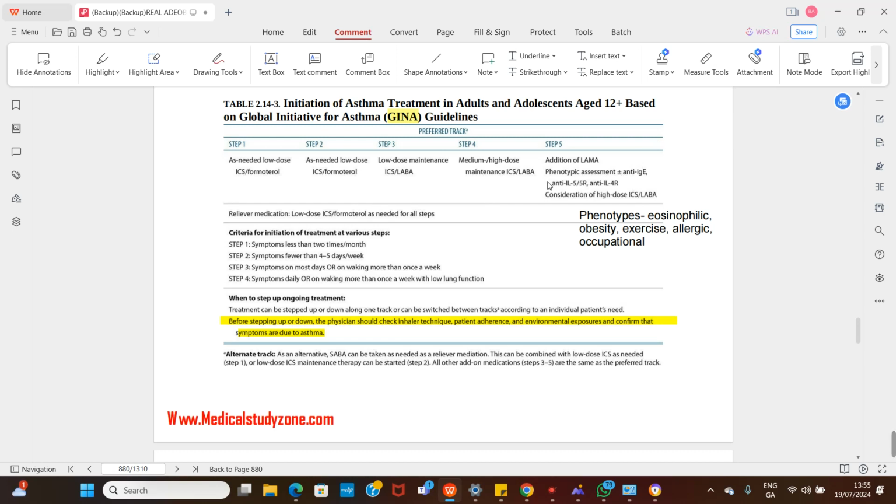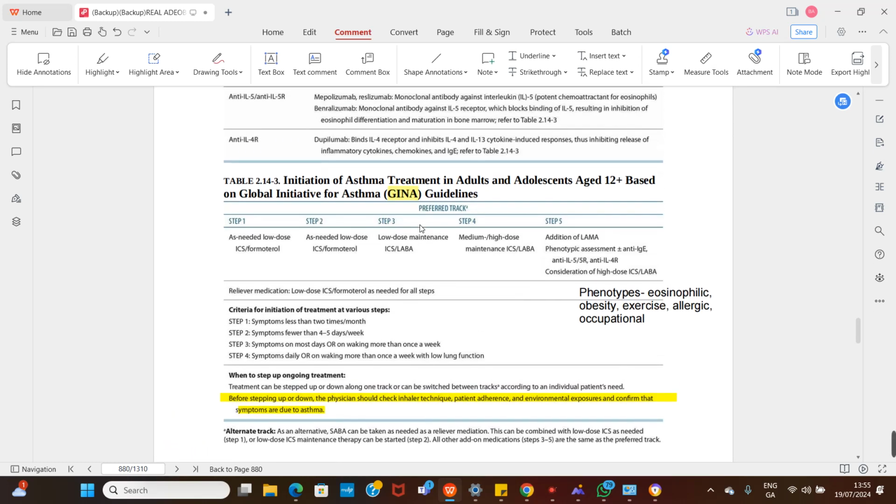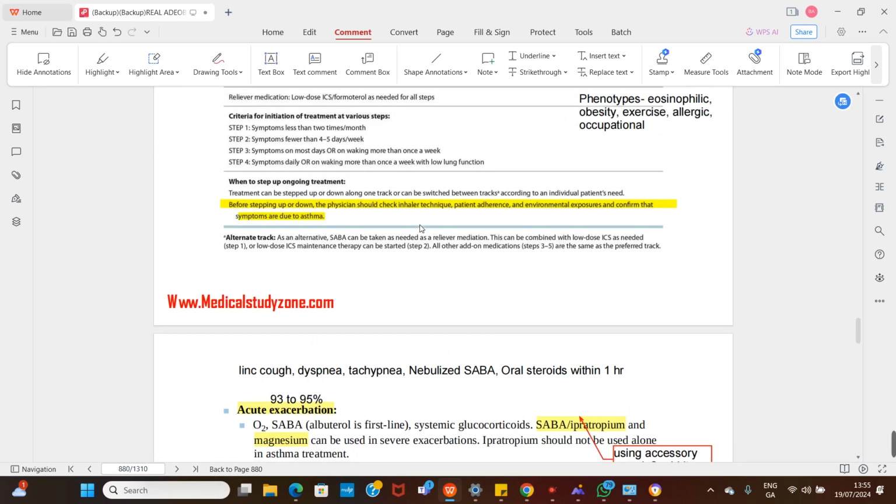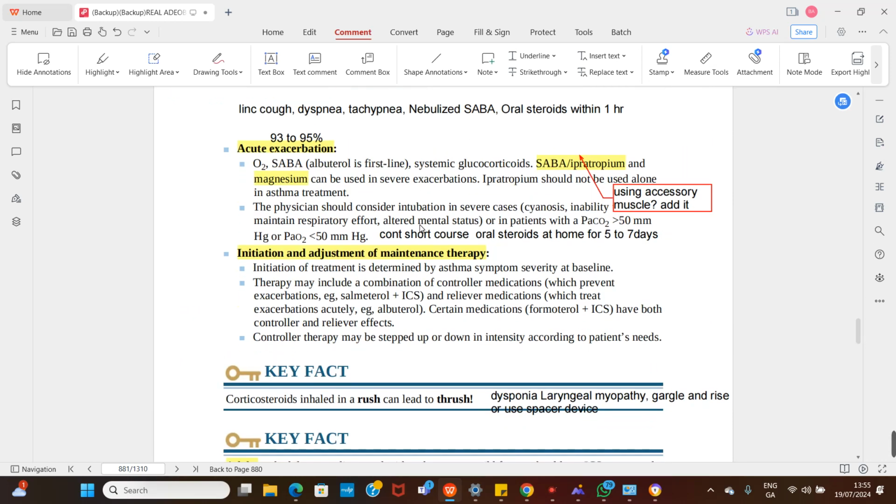When somebody gets to step 5, they are in very, very bad shape. But most of the patients we are going to be seeing will be step 1, 2, 3, and sometimes 4. So I doubt they are going to be testing step 5 in our exam.